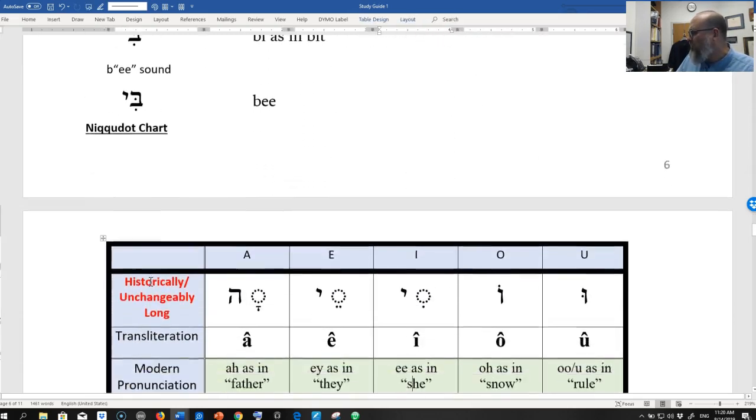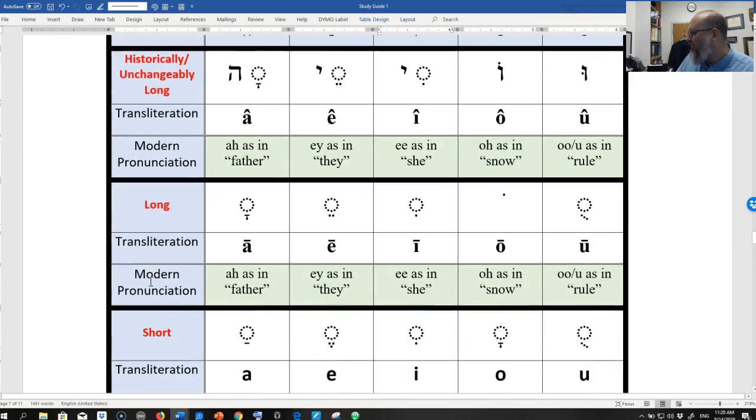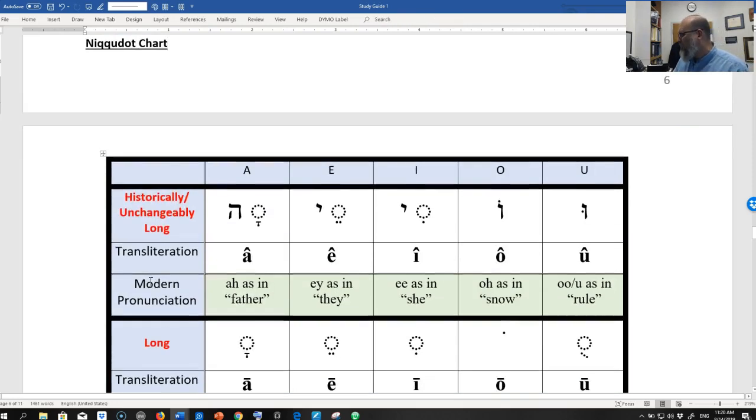In terms of a chart, the best chart I've seen is maybe something like this, where you do an A, E, I, O, and U. And historically, long vowels are all a combination of a pointing vowel and a letter. This may go back to the language when they were transitioning between an unpointed text and a text to get a little help. They started using helping vowels, mater lectionis, mother of reading. And so this may go back to that.